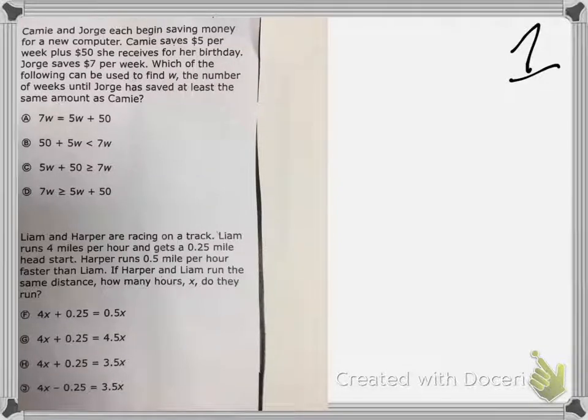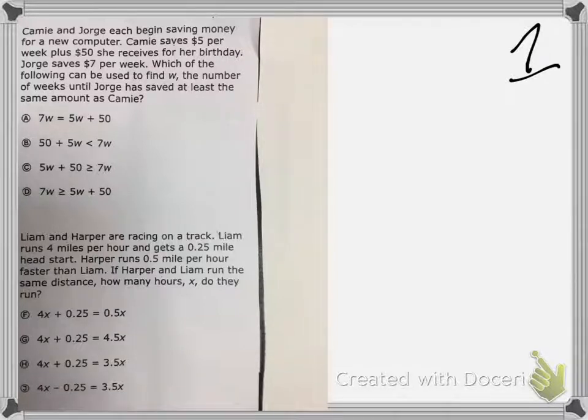Okay, this is strip number 1, and this is writing equations and inequalities from problem situations. So Cammie and George each begin saving money for a new computer. Cammie saves $5 per week plus $50 she receives for her birthday. George saves $7 per week. Which of the following can be used to find W, the number of weeks until George has saved at least the same amount as Cammie?